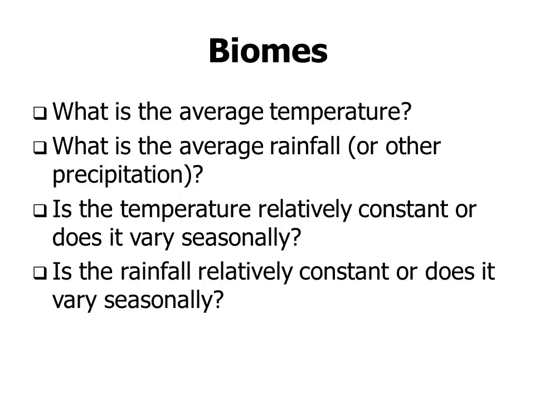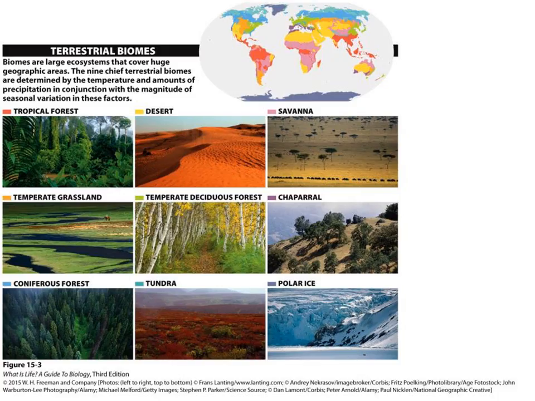One is, what is the average temperature? We also say, what is the average rainfall? You might hear the word precipitation instead of rainfall. Is the temperature relatively constant, or does it vary seasonally? Right? Is it warm all year round, or is it like here in the Midwest where it's cold and really hot, depending on what time of the year it is? And lastly, is the rainfall relatively constant, or does it vary seasonally?